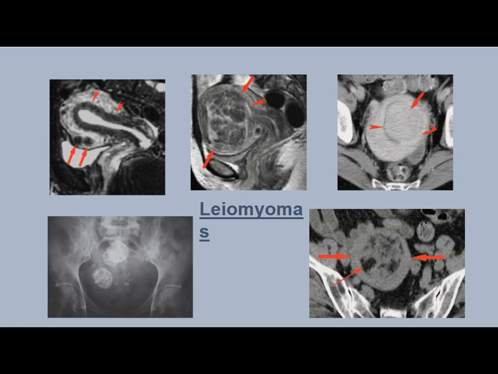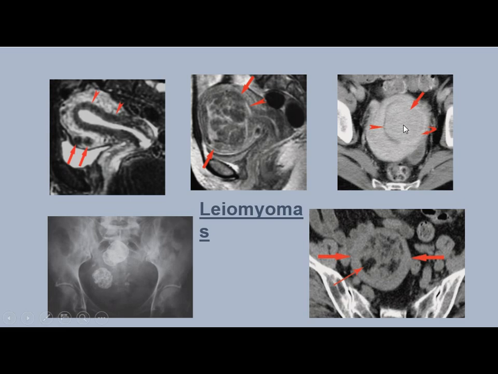Leiomyomas, which are called fibroids, are a common finding in the female uterus. This points to the two small anterior wall subserosal fibroids. Again, this is a fibroid which appears heterogeneous due to red degeneration and calcification, and that's why it appears as a heterogeneous signal.